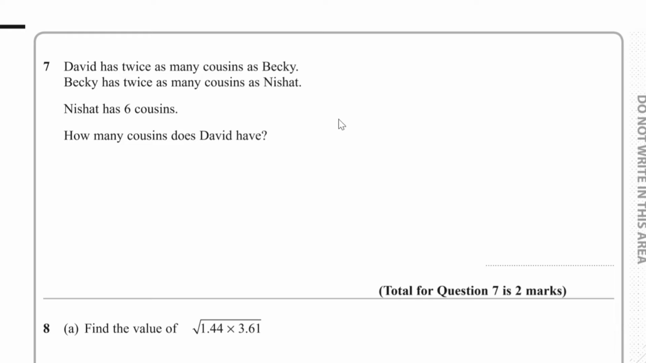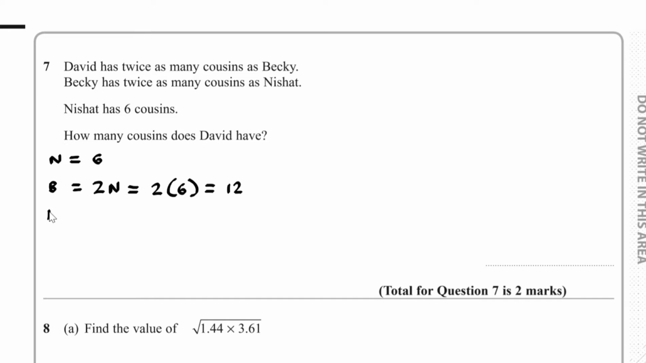Question number 7. David has twice as many cousins as Becky. Becky has twice as many cousins as Nishat. Nishat has 6 cousins. How many cousins does David have? So we have n, which is equal to 6. We are told in the question n is 6. Then we are told Becky has twice as many cousins as Nishat. So Becky is 2n. So we have 2 times by 6, which is 12.